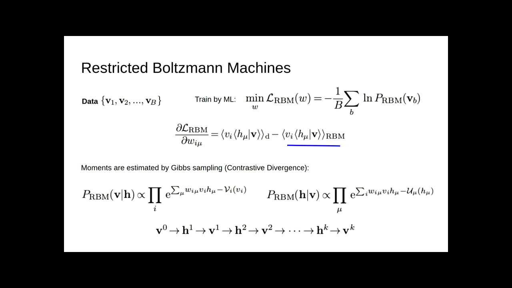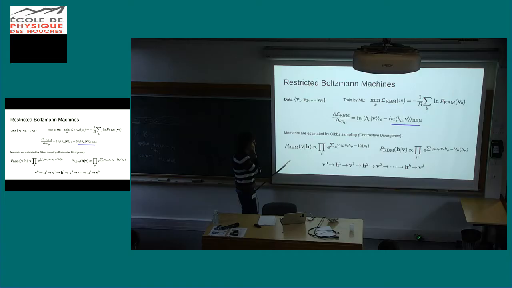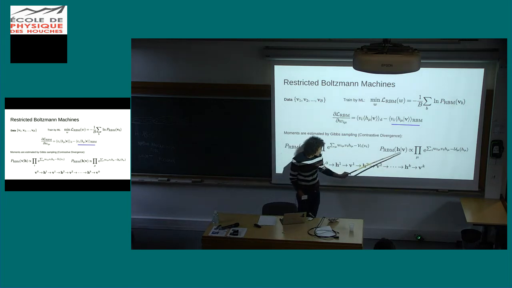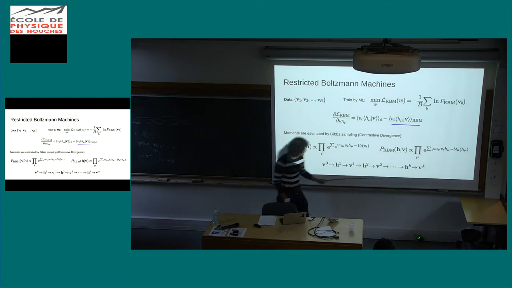So you estimate these moments by Monte Carlo. In particular for the RBM you can exploit the bipartite structure of the machine: if you condition on the hidden state, the visible states are very easy to sample because they are factorized, and similarly for the hidden states given the visible states. So you can do Gibbs sampling, where you construct a chain, sampling one layer and then the other, and in this way you obtain samples that allow you to estimate these moments. This is known as contrastive divergence, and this is how you typically train this kind of machine.